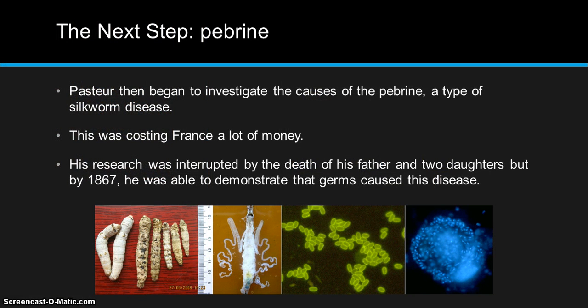So Pasteur went about continuing these investigations and looking at another disease that was costing French industry an awful lot of money, and that was a silkworm disease known as pebrine. He investigated it in the same fashion, and unfortunately his investigations were interrupted by the tragic death of his father and two daughters. But not long after this, in 1867, he demonstrated and proved that this silkworm disease was actually caused by germs.